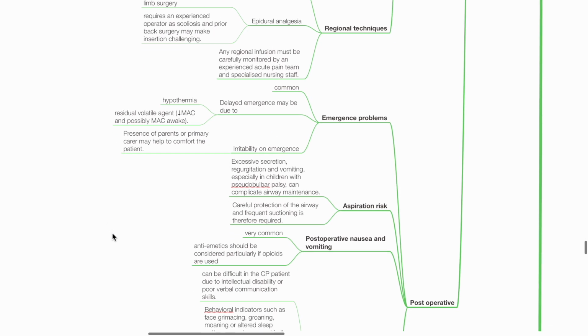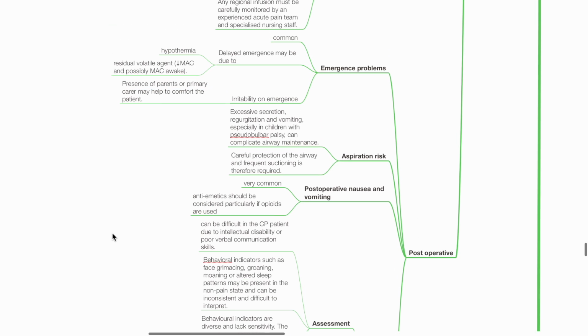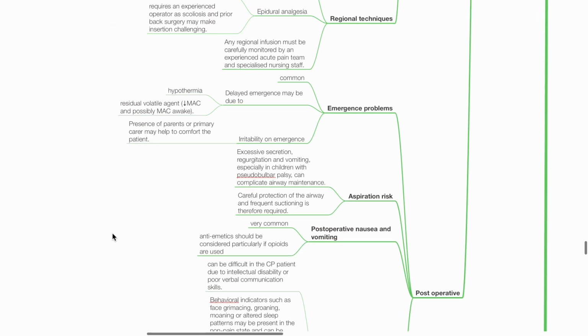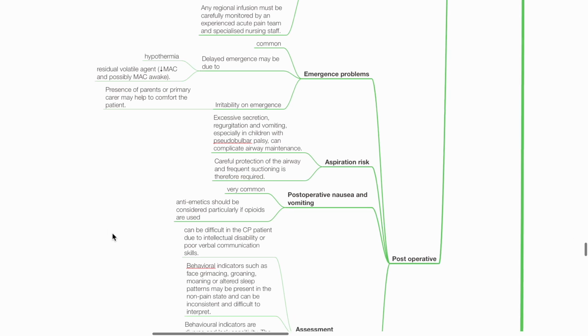Post-operative considerations. Emergence problems are common. Delayed emergence may be due to hypothermia and residual anesthetic effects. Irritability on emergence may be alleviated by presence of primary carers. Aspiration risk during the post-op period due to excessive secretion, regurgitation, vomiting, especially in children with pseudobulbar palsy, may complicate airway maintenance. Careful protection of airway and frequent suctioning is required.